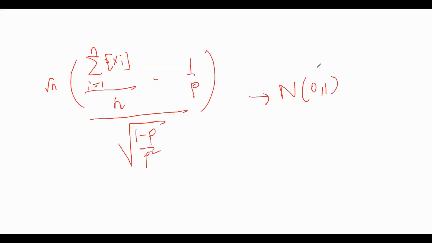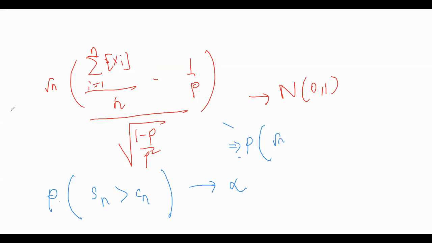Now, it implies that probability, this thing, okay. So what we need to find? We need to find probability Sn greater than Cn, right? This converges to what? This converges to alpha, right? So let's write it down. You will get that it will imply probability root over this term. Let's call this xi n.